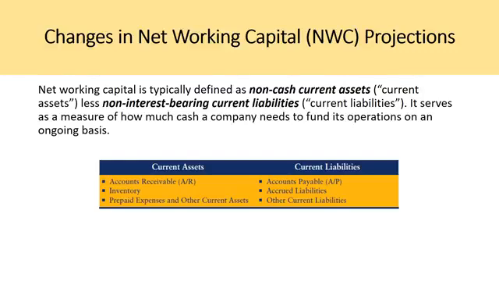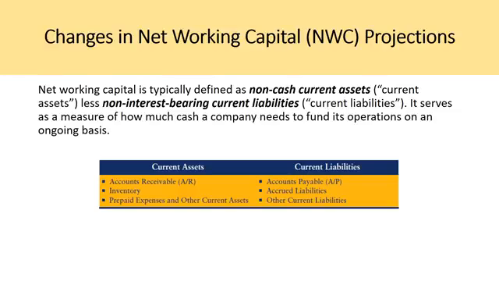It serves as a measure of how much cash a company needs to fund its operations on an ongoing basis. So common current assets are accounts receivable, inventory, prepaid expenses. Common current liabilities are accounts payable, accrued liabilities, and other current liabilities, not current long-term debt or cash and cash equivalents, because that is a non-operating asset.